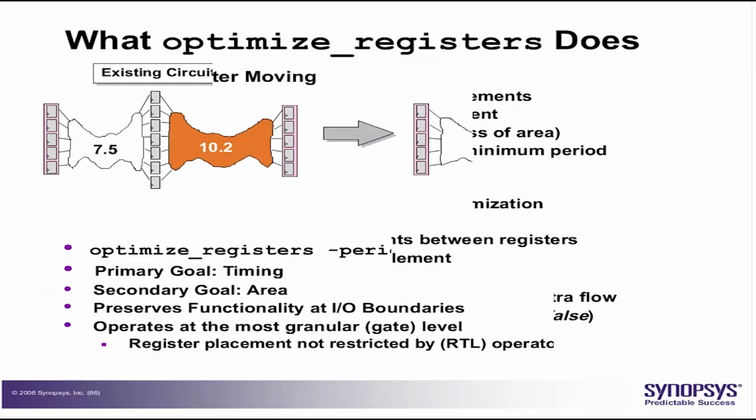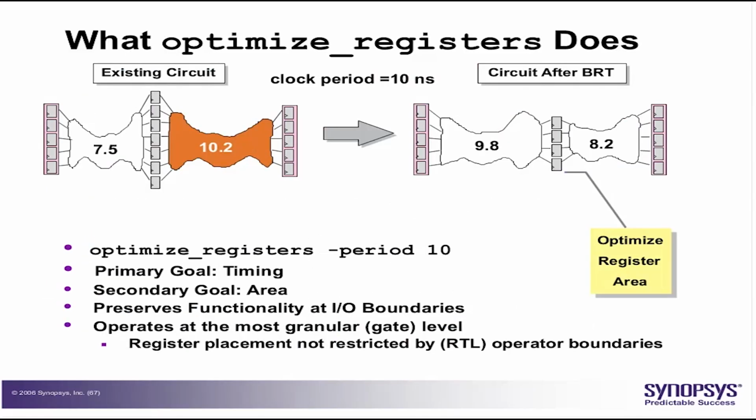So this is an example. The existing circuit clock period is 10 nanoseconds.